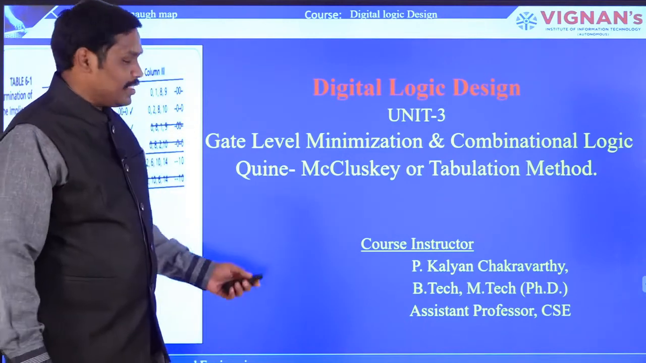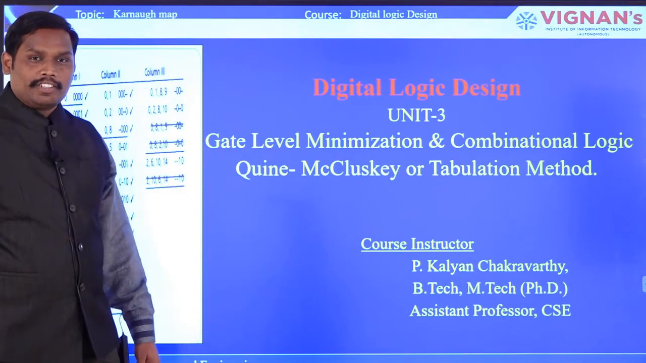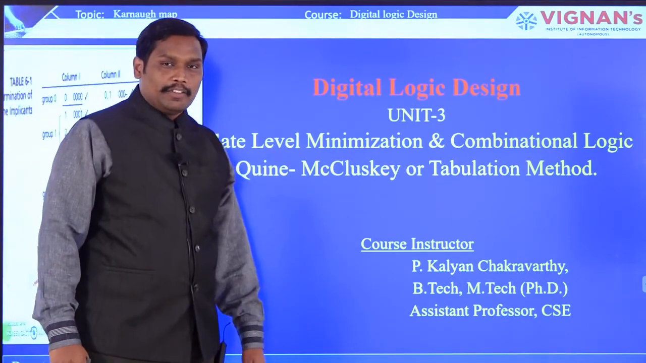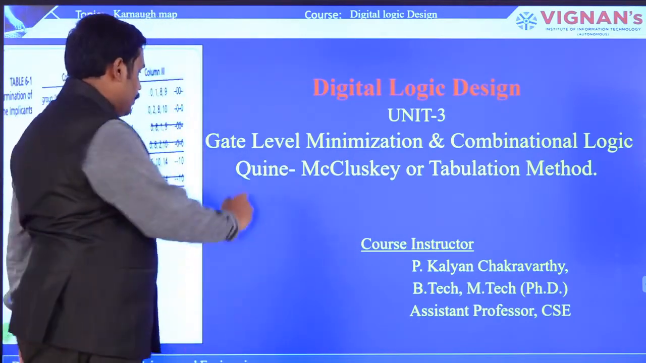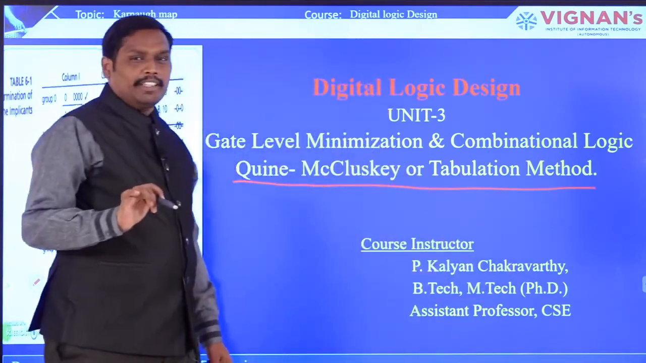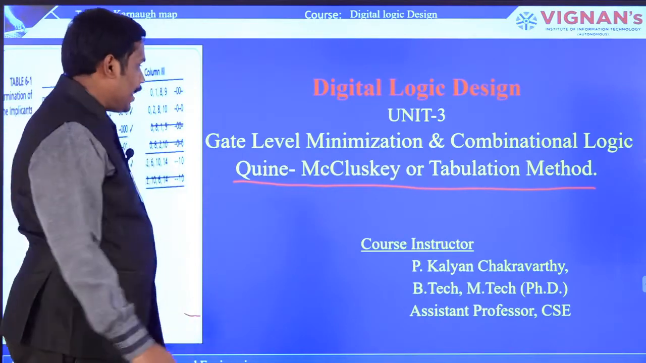So welcome to the third session of gate minimization and combinational logic. We already have seen how to simplify the Boolean expression by using Karnaugh map, and this is the third technique, which is Quine-McCluskey or tabulation method. Very interesting method to solve. So we'll see what this Quine-McCluskey and tabulation method is.